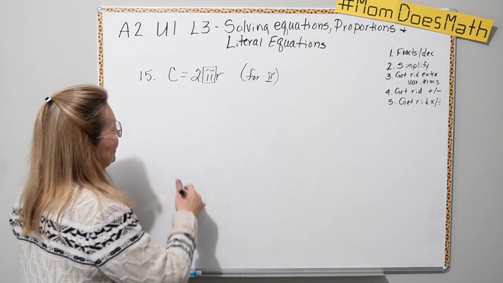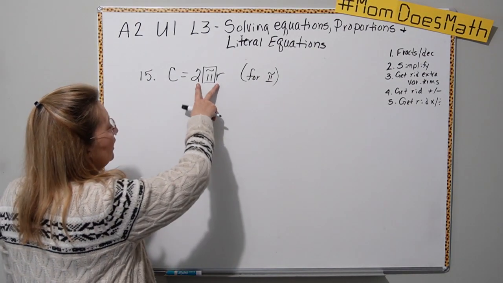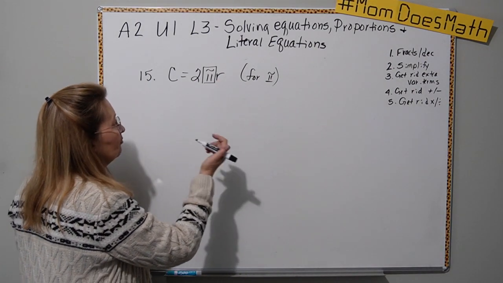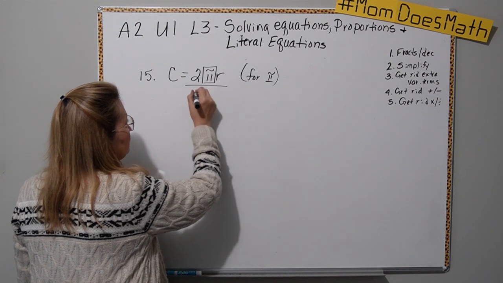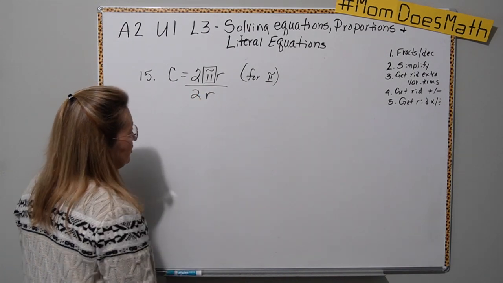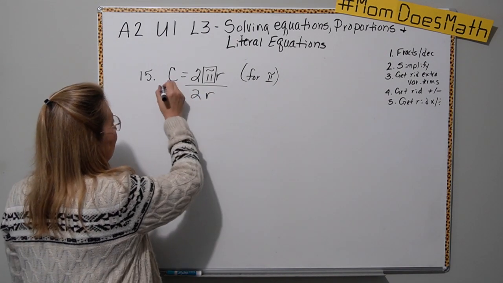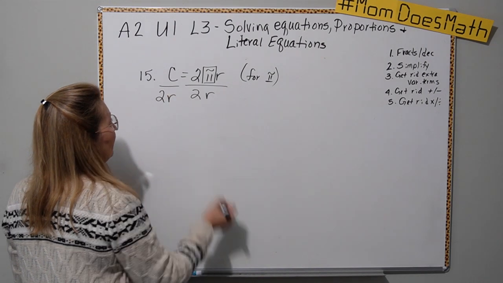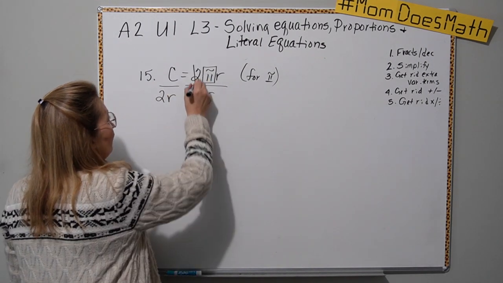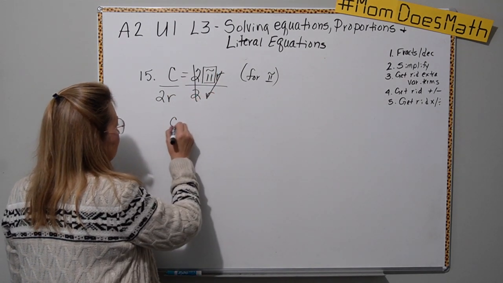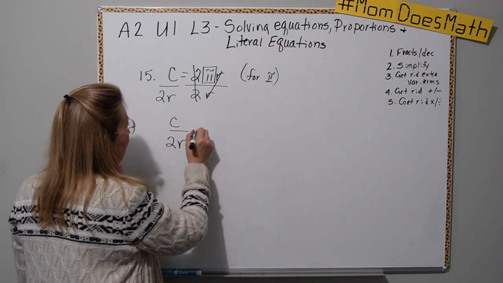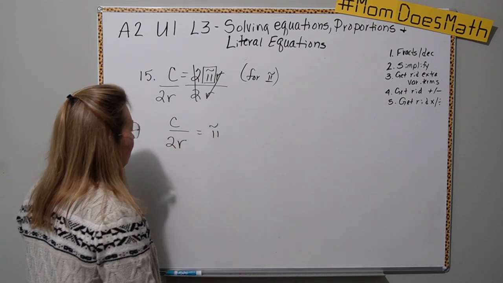Well, what's been attached to pi? The 2 and the r. They've been attached by what operation? Multiplication. What undoes multiplication? Division. So I'm going to divide that, and then to keep it balanced, I'm going to divide the other side. Now over here, these two cancel out, so you get c over 2r is equal to pi.